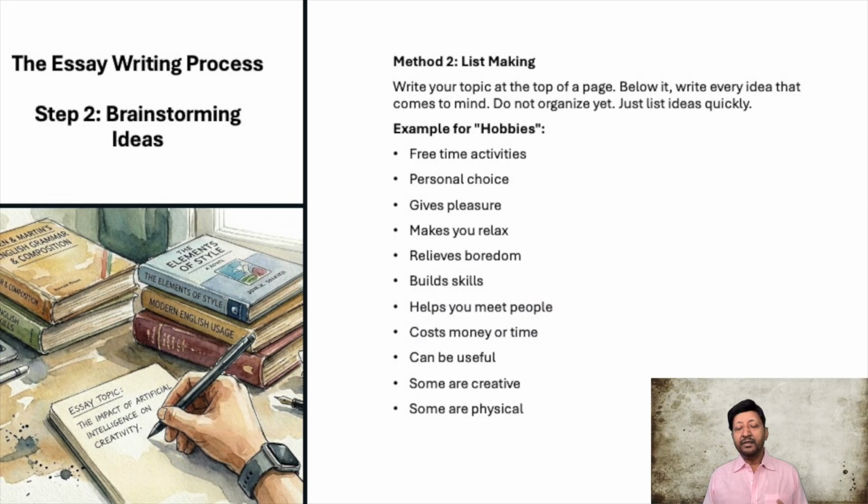The second method is when you make a list. We are looking at the same topic here, hobbies. Look at the list that I have given you. It gives you specific examples. This is perhaps what I am looking for in hobbies. Is it a first-time activity? Is it a personal choice? What satisfaction does it give?